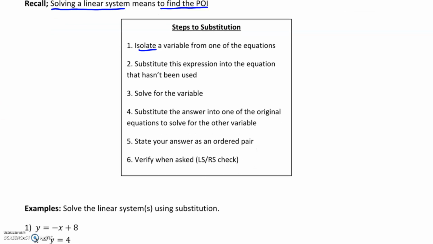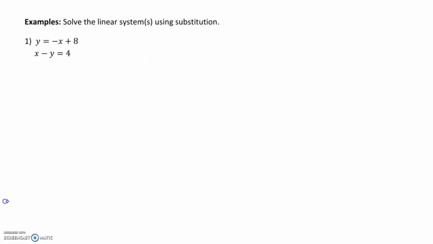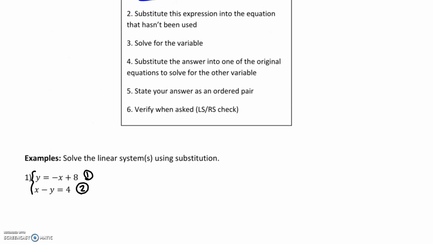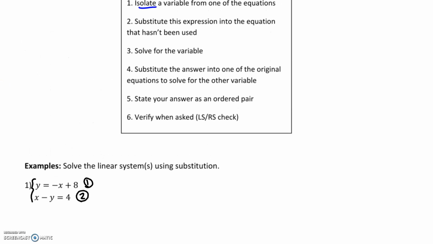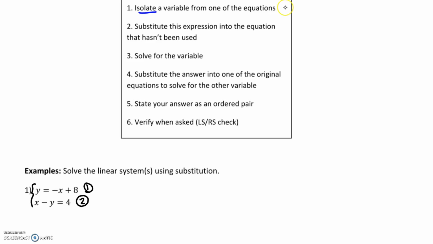All right, let's start our first example. We're going to solve the linear system using substitution. So here's our linear system, and just like when we solved a system graphically, we're going to label the equations as 1 and 2. Now the first step said to isolate a variable from one of the equations. So that means get the variable x or y by itself. It does not matter which one, and only in one of the equations, not both.